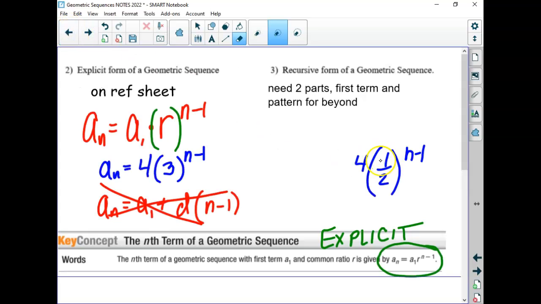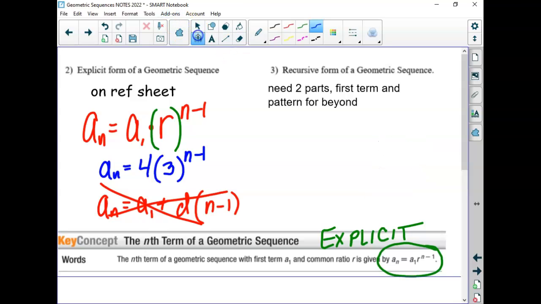Oh, sorry, that wasn't what I meant to do. All right, then we're going to talk about recursive quick. Does anybody remember? I think I called yesterday, like, you're going to explain this to your fifth grade sister or something, is the recursive kind. You would say, I have a sequence that starts with, so you need the first term, and then to get to the next term, sister, you would do this.